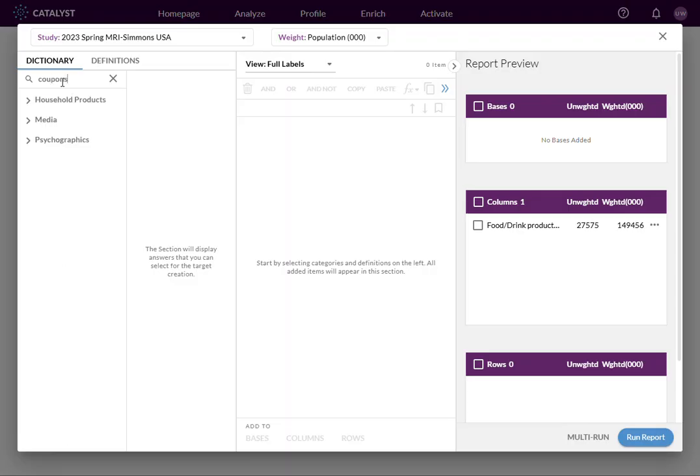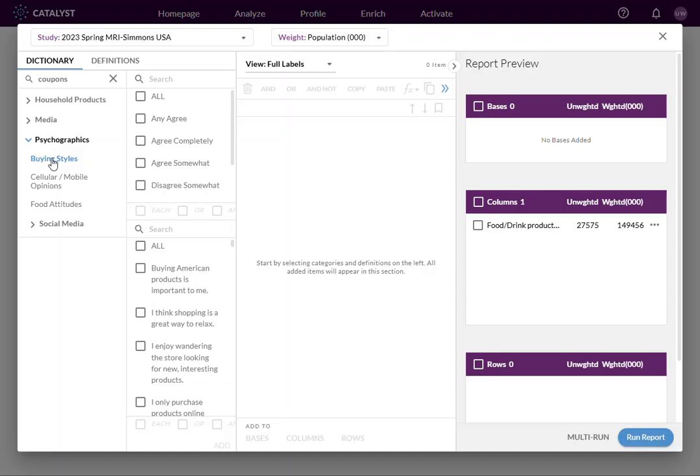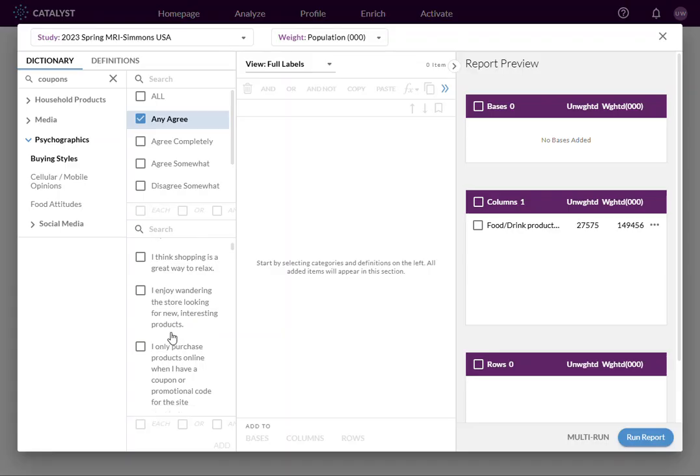So I can type in the word coupons and then look at perhaps under buying styles, do they agree with any of these statements? And then down here are some statements about shopping, and there'll be some ones about coupons in here that maybe or maybe not they will agree with. I only purchase products online when I have a coupon or promotional code for the site. You're probably not buying ground beef online. I don't make purchase decisions based on advertising. I like to shop around before I make a purchase. I buy on quality, not price.